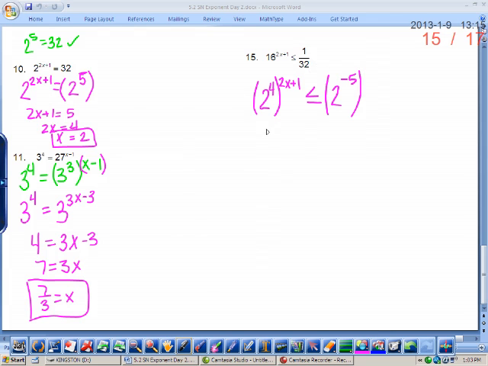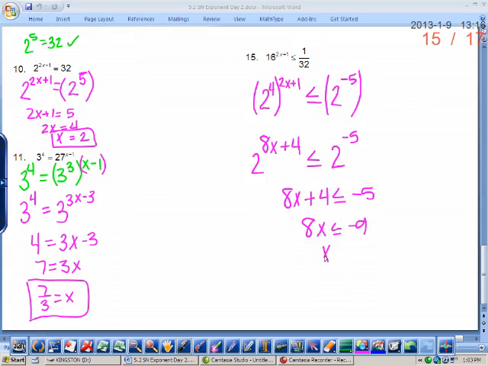Okay? Wait, how high up do we go? I would go up through like 64 would be fine. 2 to the 6th is 64. And then 3 to the 4th, you should be fine stopping there, 81. So this is 8x plus 4 is less than or equal to 2 to the negative 5th. So 8x plus 4 is less than or equal to negative 5. 8x is less than or equal to negative 9, and x is less than or equal to negative 9/8.